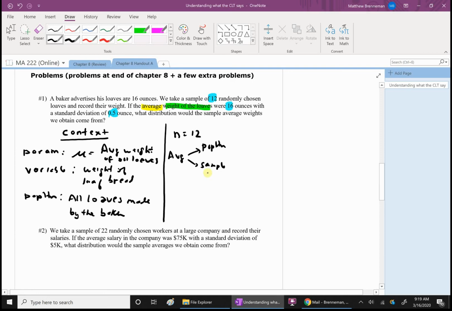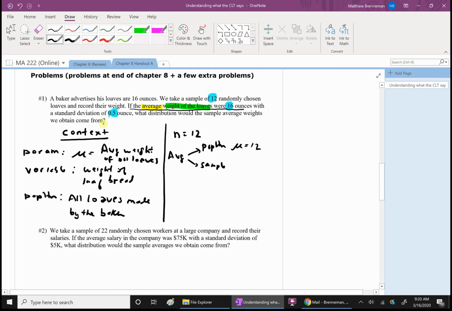Well, if we have a sample average, there has to be some sort of language telling us that this average was computed from a sample. If it's a population average, it's going to just be stated as a fact. So here we say if the average weight of the loaves were 16 ounces. Notice that there's no reference to a sample and it's stated as a fact. So here, this is a population average, so we know that mu is equal to 16.